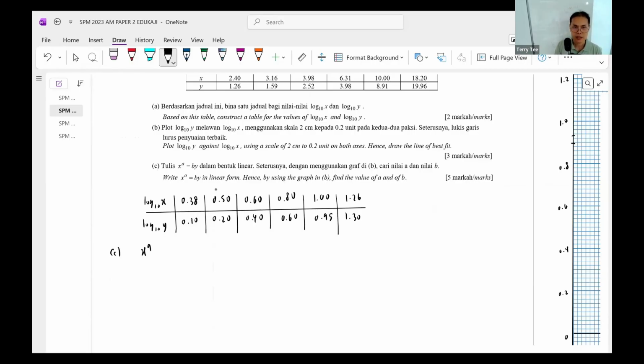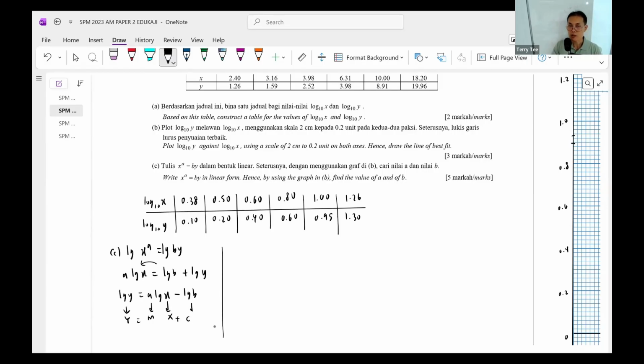You start by introducing log base 10. I can use lg. lg is short form for log base 10. Bring the power down. Break this up. Transfer the lg b to the left. lg y is a lg x minus lg b. So this is your big Y, this is your gradient, this is your big X, this is your C.